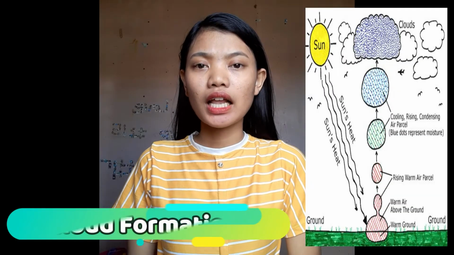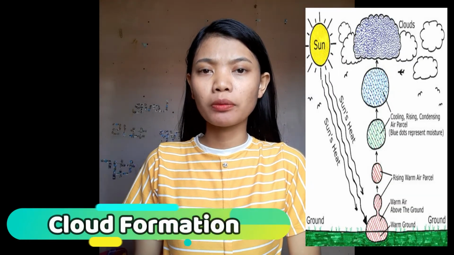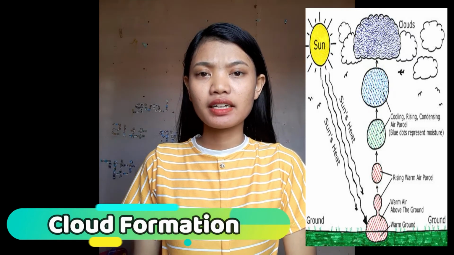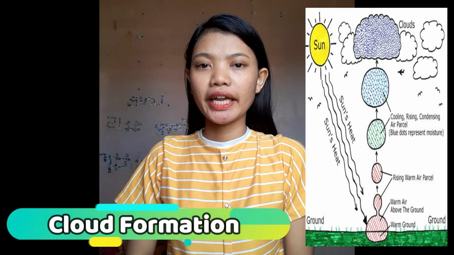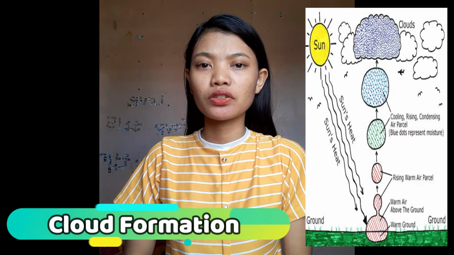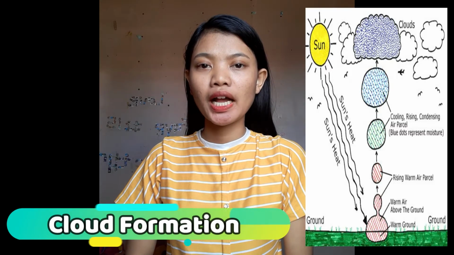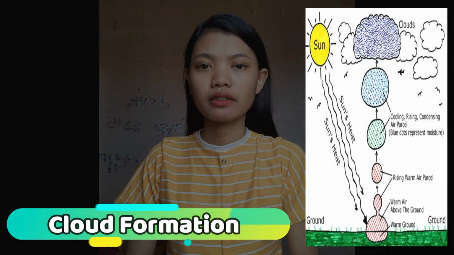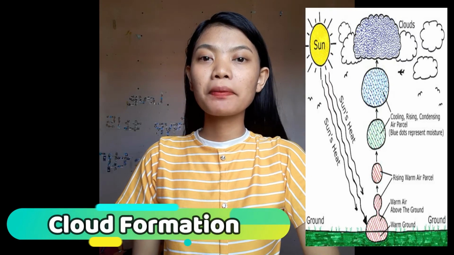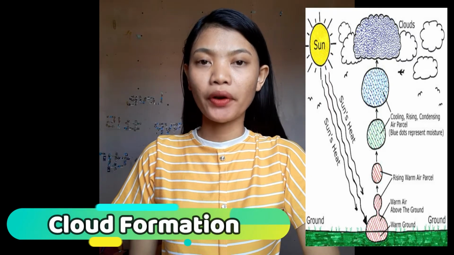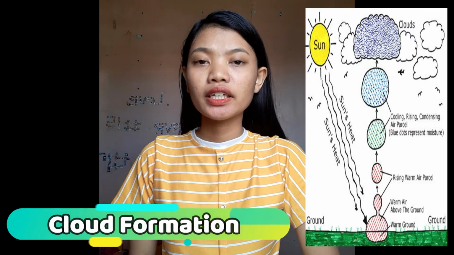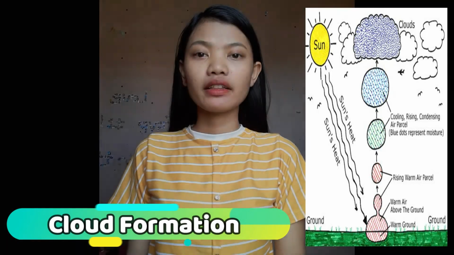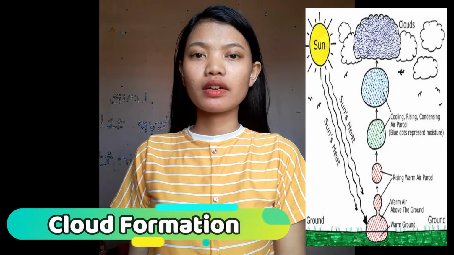How does a cloud form? A cloud forms when the air rises. As it rises, it cools. Cooler air cannot hold as much water vapor as warmer air. As the temperature reaches the dew point, the water vapor will condense on a dust particle. And now, the cloud is formed.